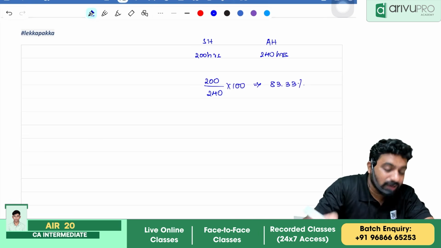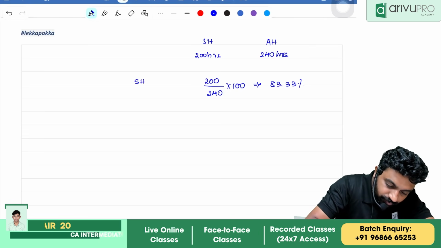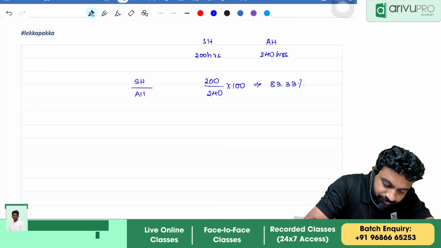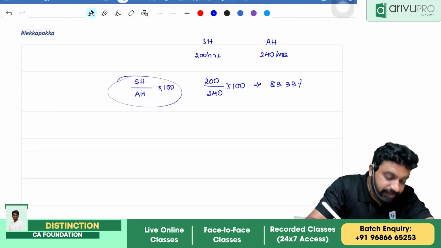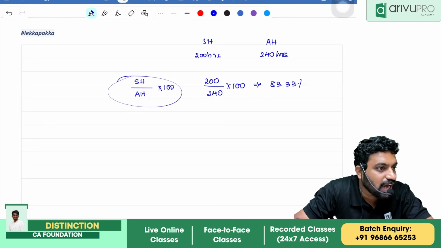So here, which is lower and which is higher? What is the 200? What is the 240? This is your efficiency ratio in terms of hours.